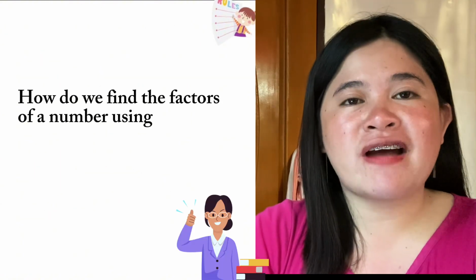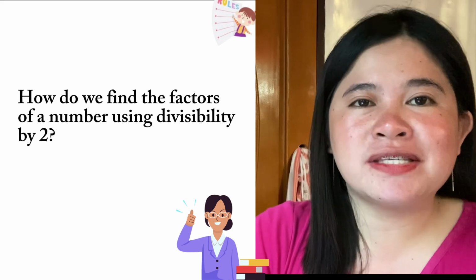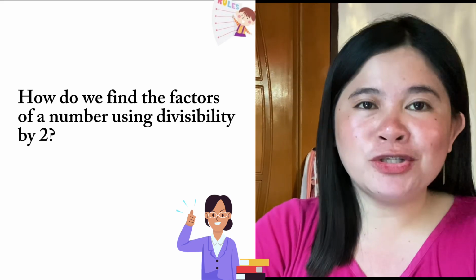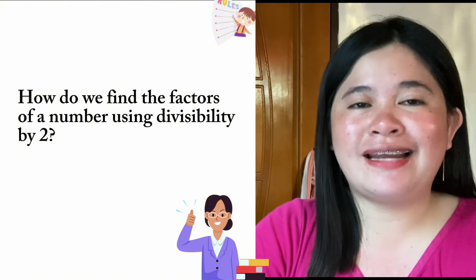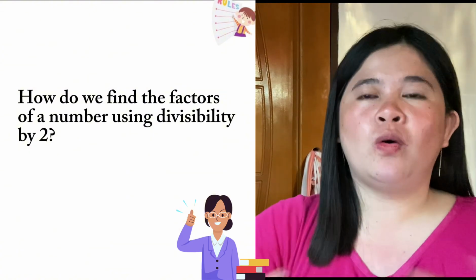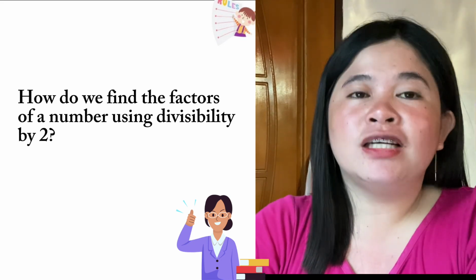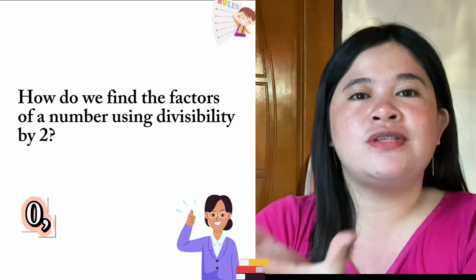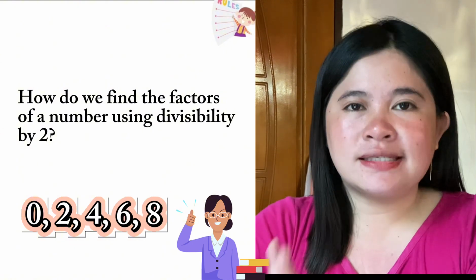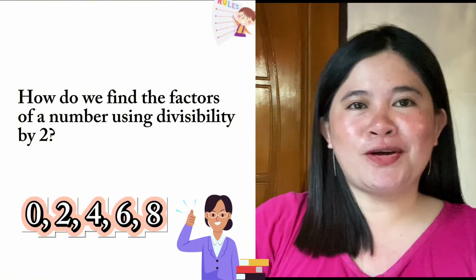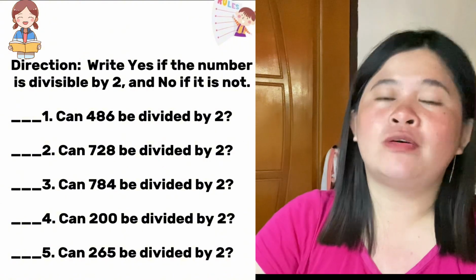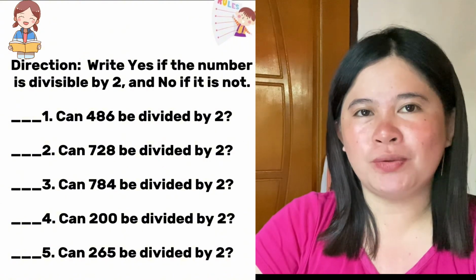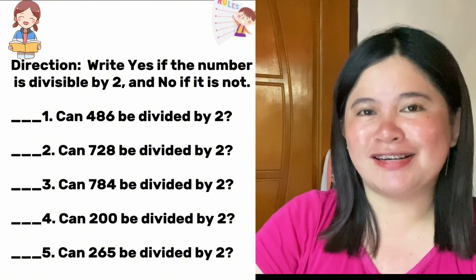Question, how do we find the factors of a number using divisibility by 2? In order to know if the number is divisible by 2, you have to check whether it is an even number. Or, if it is an even number, the digit in one's place could be 0, 2, 4, 6, and 8. So, do you have a question before we proceed with our test? Right, so try to answer as much as you can. Write yes if the number is divisible by 2 and no if it is not.